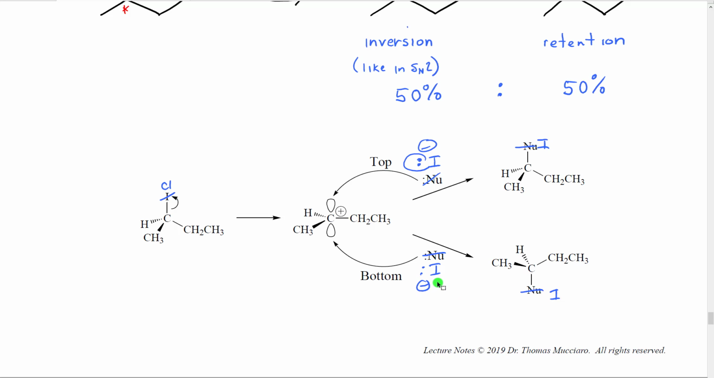In contrast, if we do the same thing but come from the opposite face where we interact with the other part, the other lobe of the p orbital, then our bond would be formed on the bottom face and these three groups would be pushed up. So that results in these two mirror image configurations.